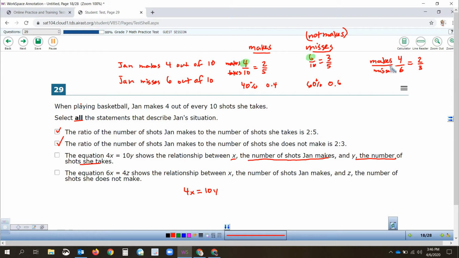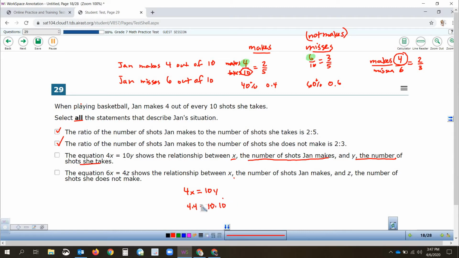Well, what do we know? We know that when she makes 4, she misses what? 6. X is the number she makes. Oh, wait, that's takes. Excuse me. Takes. She makes 4. She takes 10. My bad. All right. So I just have a question for you.